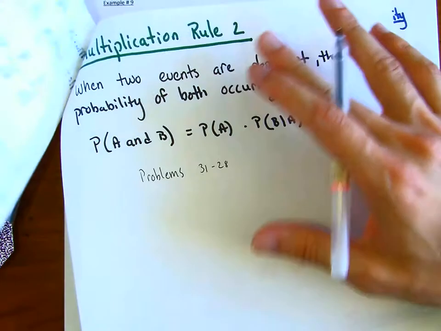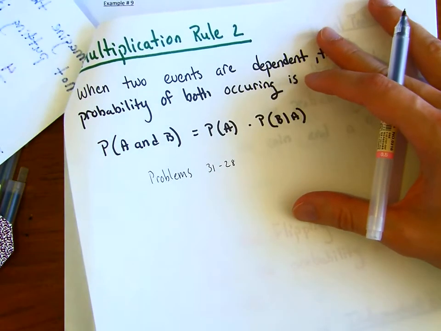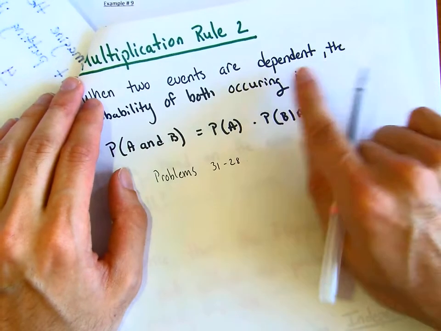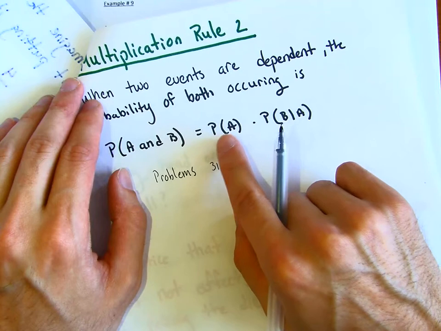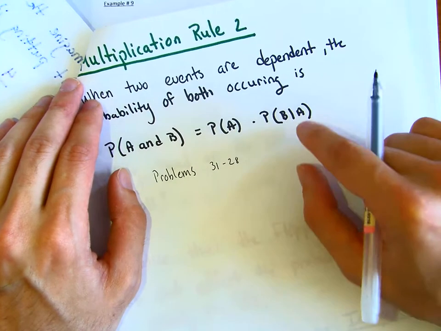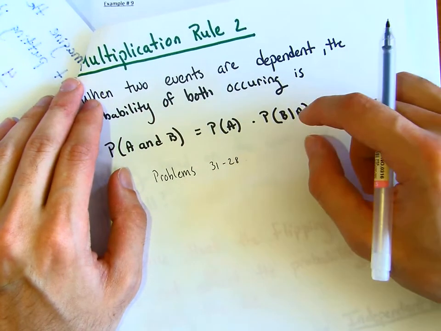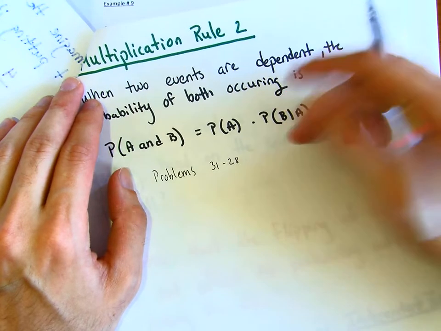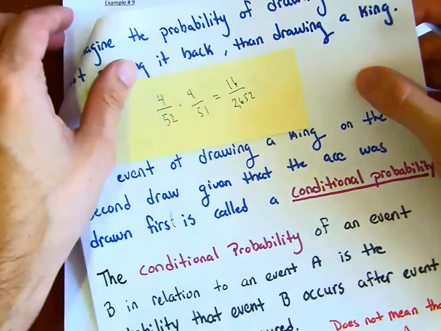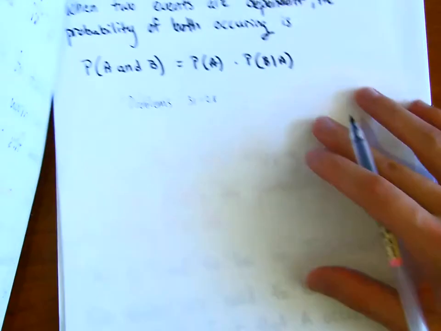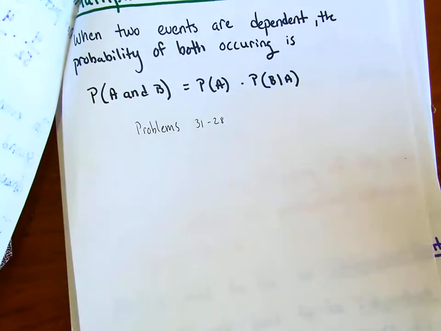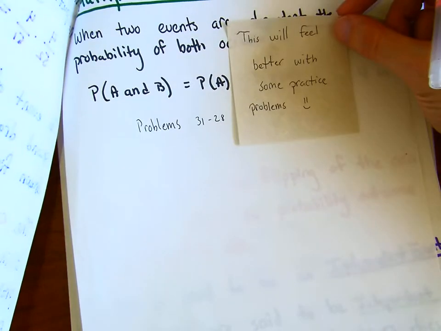And the technical way of showing this probability, you say when two events are dependent, the probability of both occurring, the probability of A and B, is the probability of A times the probability of B occurring. How do I read this? The probability that B occurs after A has already occurred. Okay, and that's this over here. So I promise you with some problems this will feel a lot better, but please take a second and copy this down. Okie dokie. So we're done with this part here.